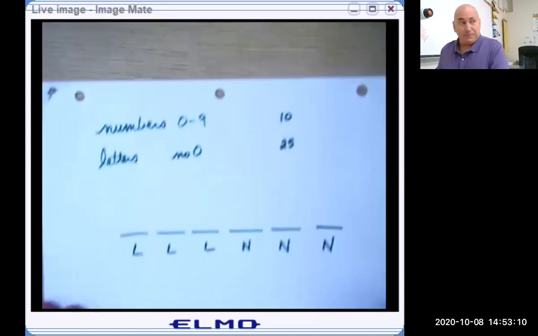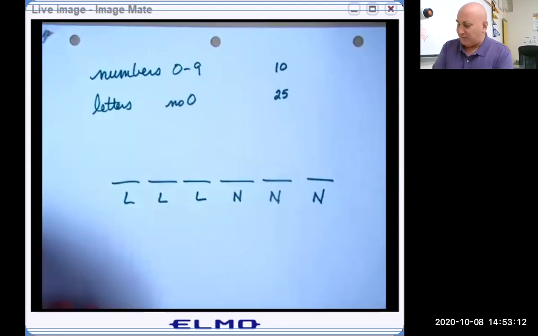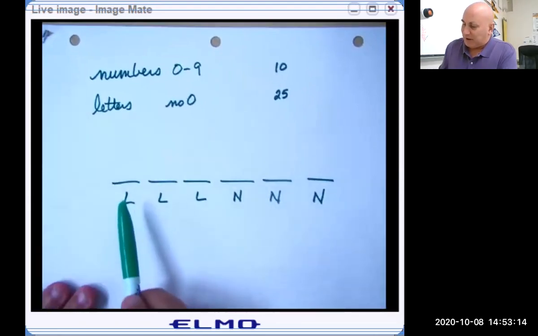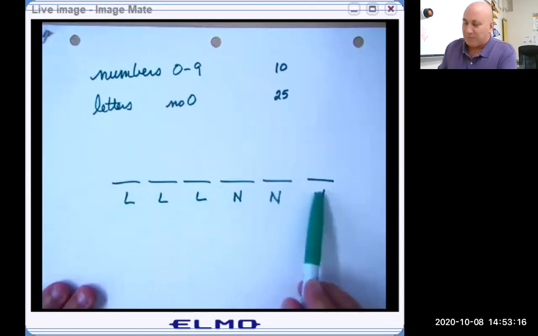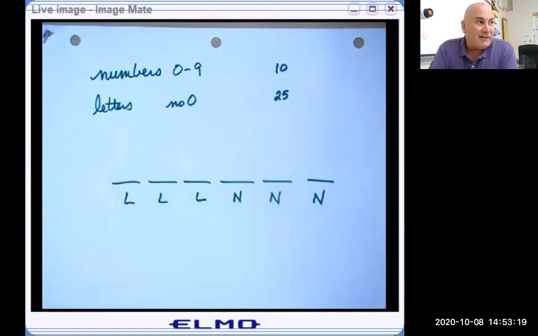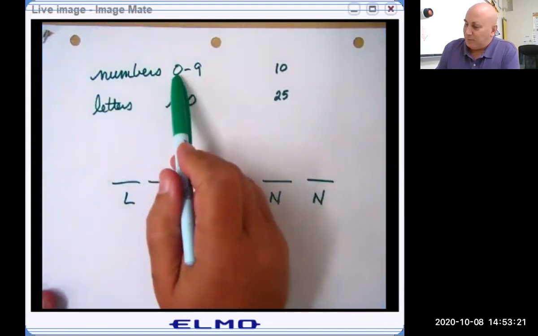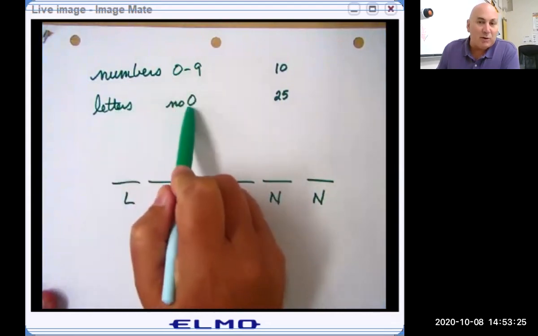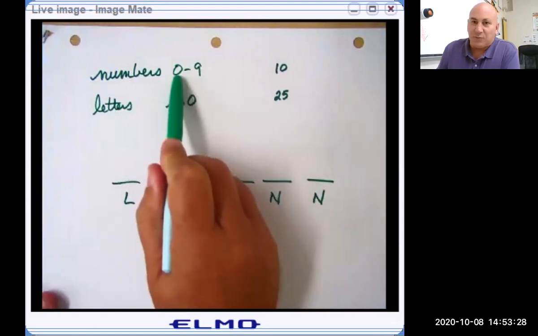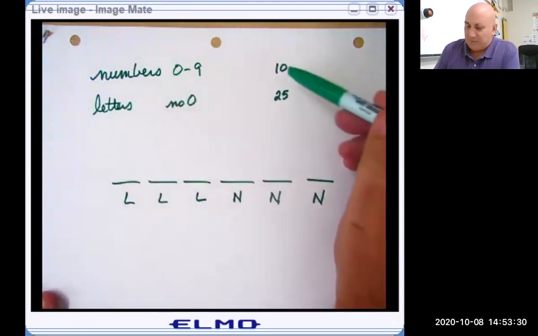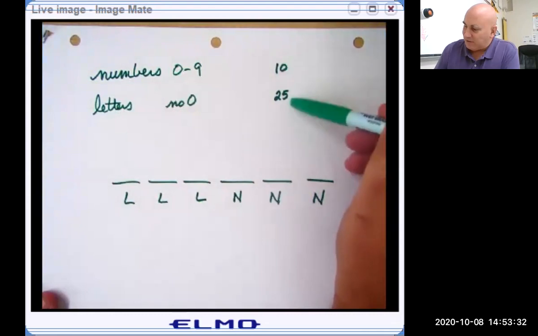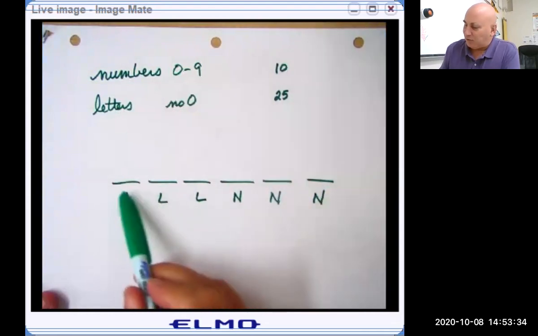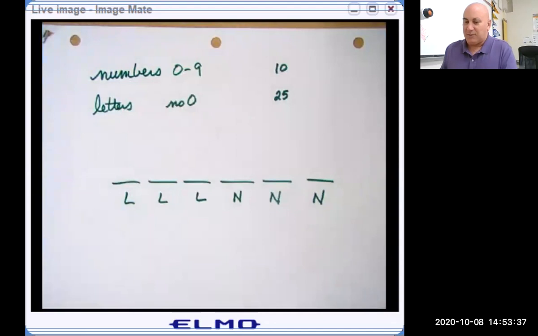So let's say that we're old school California, where your license plate was a letter, number, number. And let's say that you can use any number from 0 through 9 and any letter except O, because O might be confused with 0. So that means we have 25 letters and 10 numbers we could choose from in this letter, number sequence.